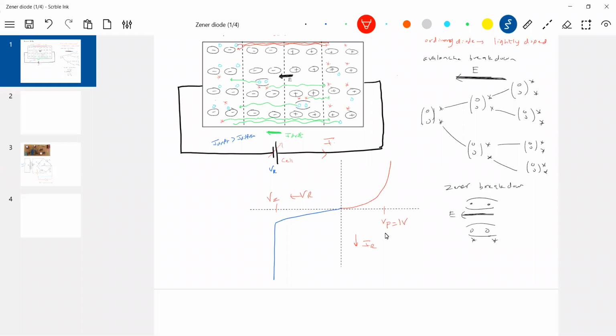Shall we call this IR? More specifically, I'll call it IZ. Instead of IR, I'll call this IZ. Still, let me call it VR only. The breakdown voltage, I'll call VZ. The current flowing through the Zener diode, I'll call IZ here. So I'm not bothered much about this.